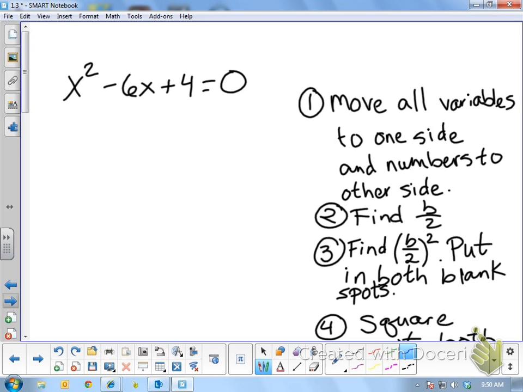What's the last step? What does the second one say? Find b over 2? b over 2, yep. So guess what? It was an h. Math here.